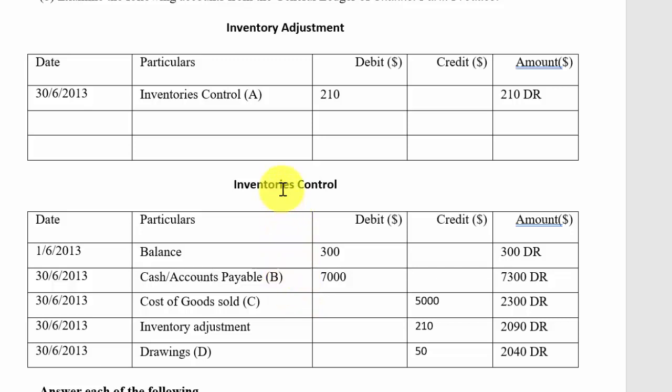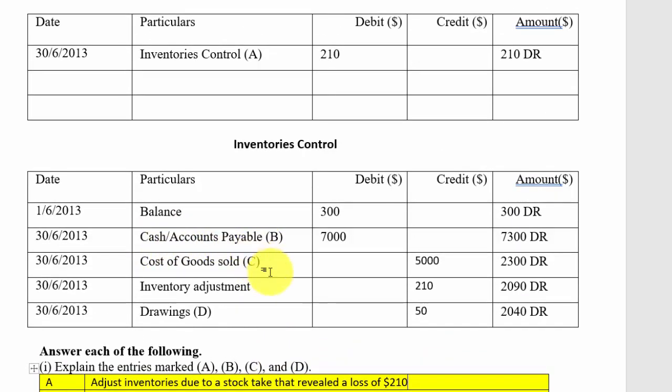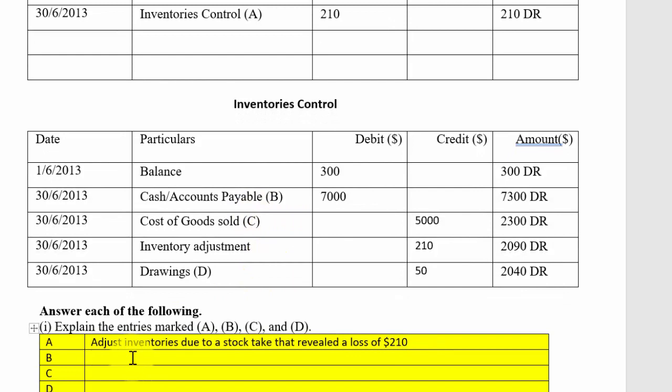Let's look at B. Inventory control account was debited by accounts payable by $7,000, and the corresponding credit amount goes to cash accounts payable. So that means that we would have debited inventory control account by $7,000, and the corresponding credit entry is that. So that would have led to, due to purchase of inventories either by cash or on credit.